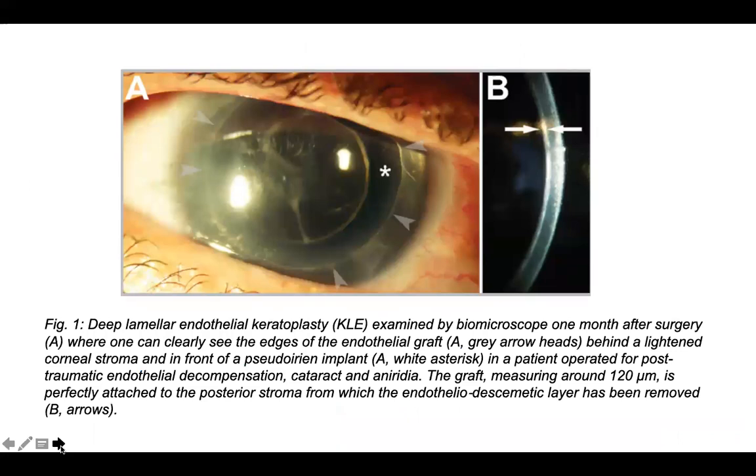This one, deep lamellar keratoplasty. Okay. We should appreciate from this picture that this one is not a full thickness graft because of this white line. So this white line should be shown clearly by slit lamp. Okay. This one, deep lamellar endothelial keratoplasty. Okay.